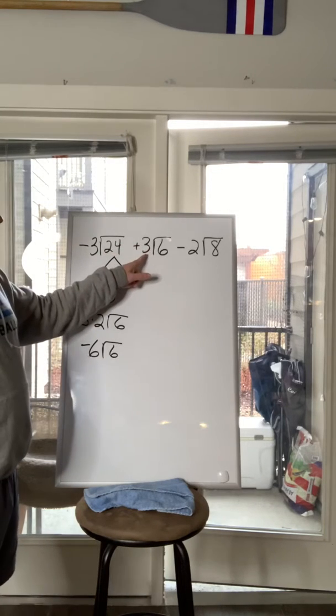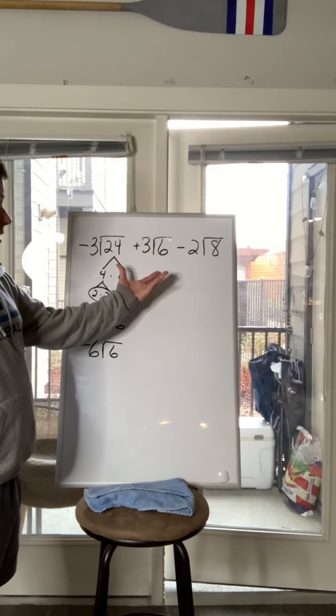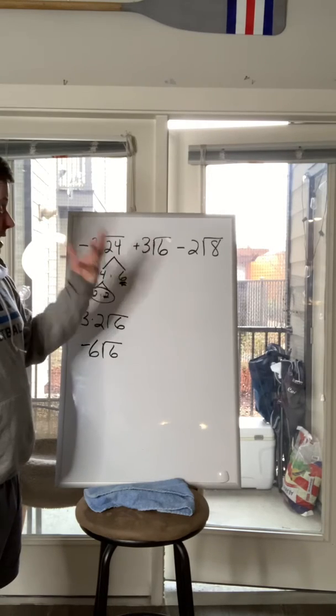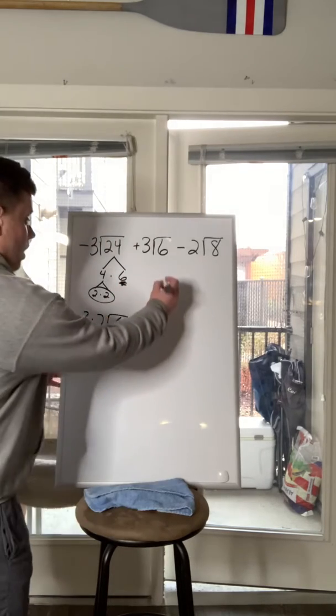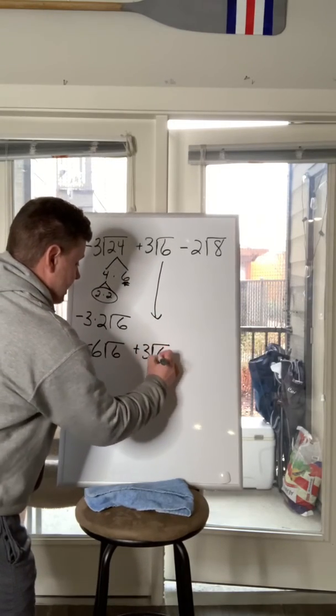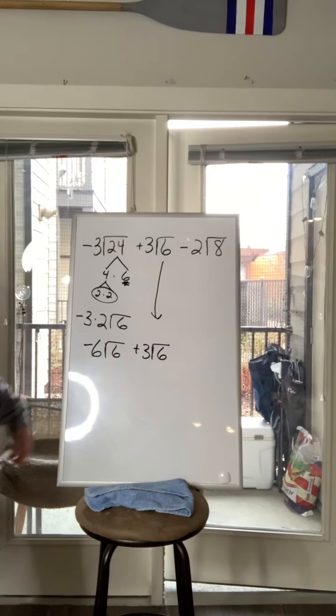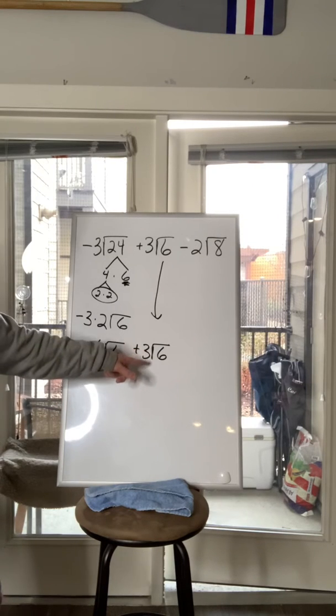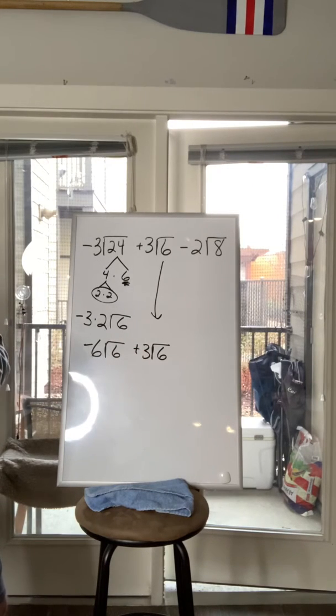Now this 3 root 6 does not break down at all. 6 only breaks down into 2 and 3. There's no pairs. So that doesn't break down at all. And I'm going to just bring that down. Now that's a good sign that they both are root 6. That means we're going to be able to combine those in a minute.